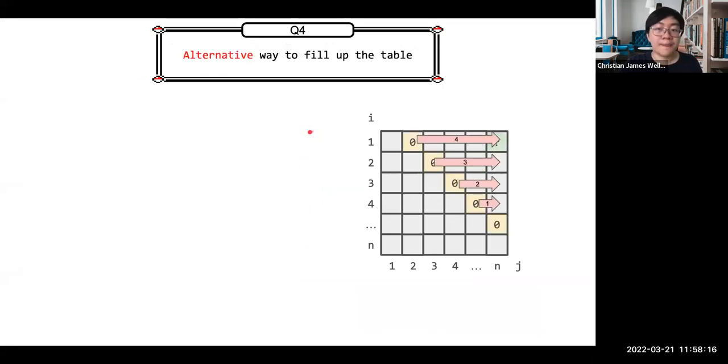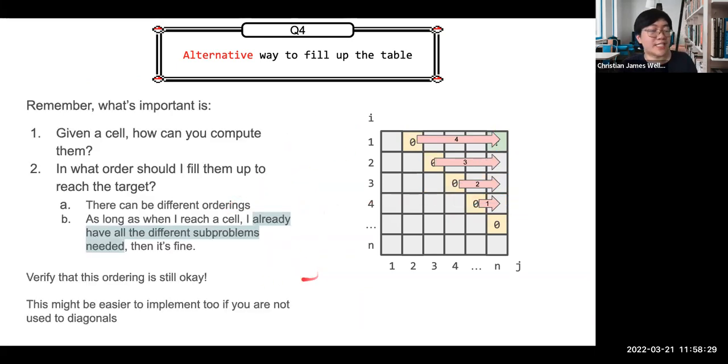Here's an alternative way to fill up the table in case you don't like the diagonal. You can fill up horizontally from the bottom as well, but I won't talk about why it works. Try and convince yourself that it's fine.